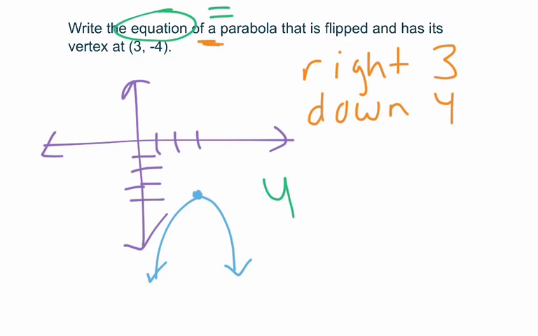I will take off. So we're going to start it with y equals. Now we know it's a parabola, so that's where the squaring comes from. To make something go right 3, we subtract 3 on the inside. To make something go down 4, we subtract 4 on the outside. And to flip something over, we put a negative out front. And there you have it.